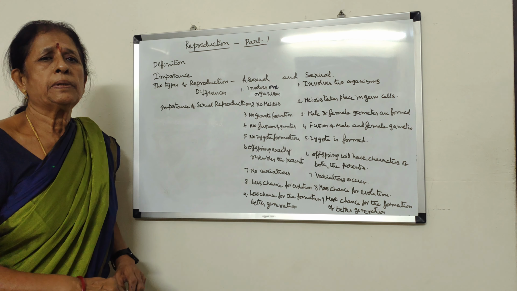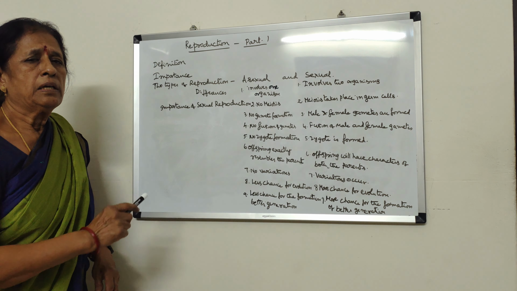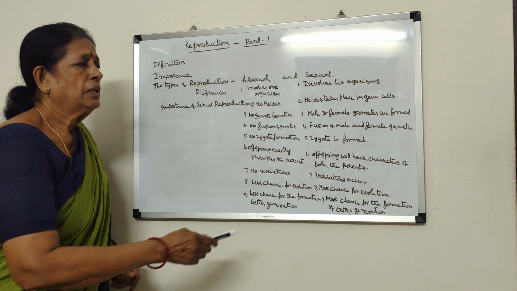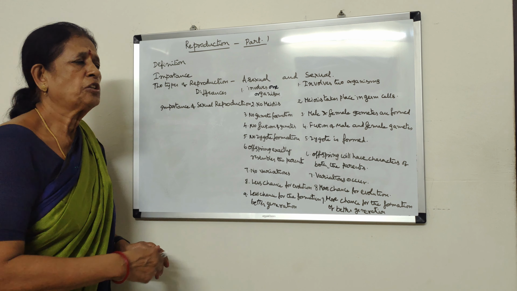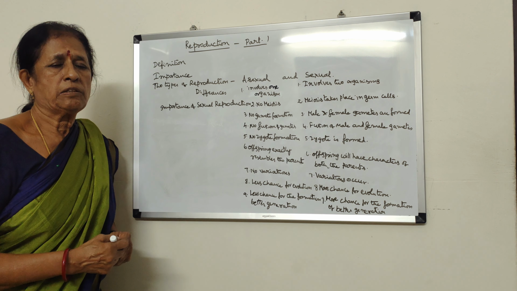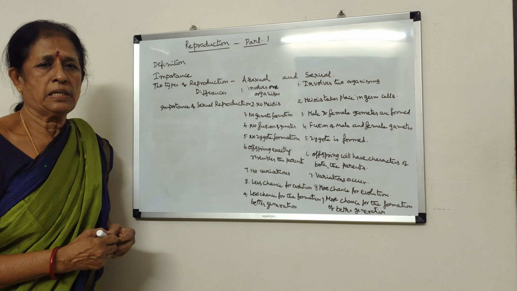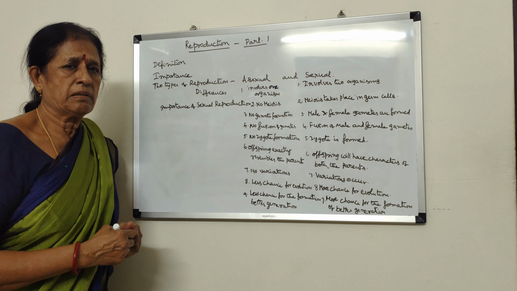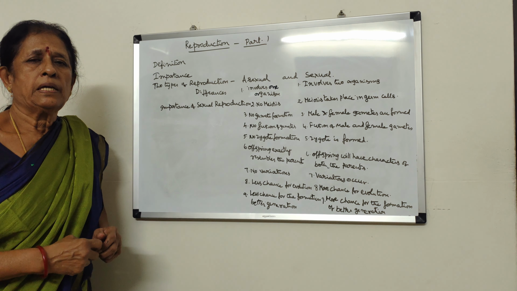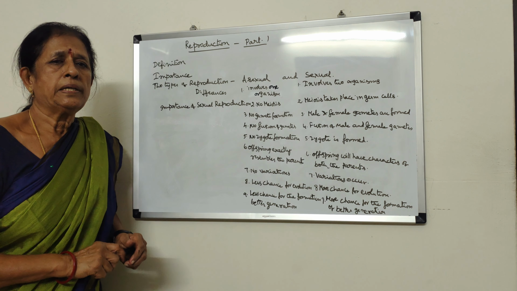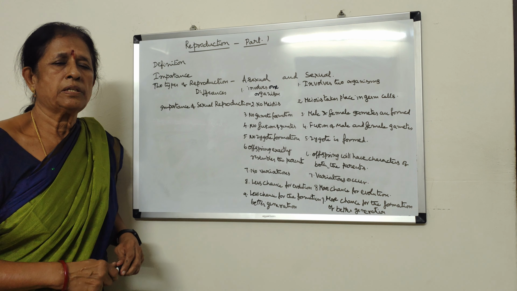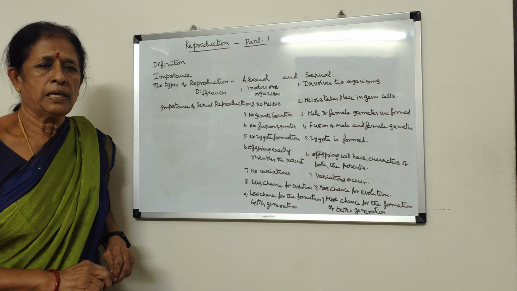Asexual reproduction takes place in lower organisms and also in plants. And in higher animals, sexual reproduction takes place. What are the different types of asexual reproduction taking place in organisms, that we shall see in the next class. Hope you have understood the introduction to reproduction, and in the next class we shall continue with the different methods of asexual reproduction and also sexual reproduction, both in plants and animals.